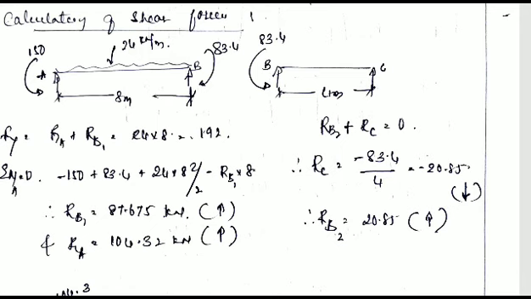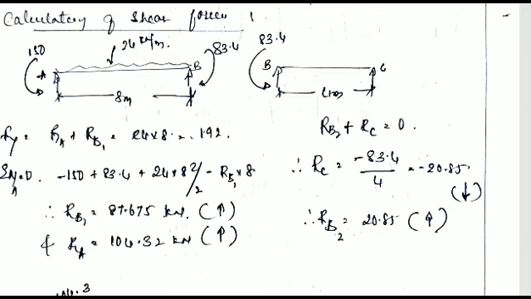We get minus 20.85. That minus sign indicates that the reaction at C joint is moving downward. And similarly, substituting this value in the above equation, that is RB minus 20.85 equals 0. Therefore, RB equals plus 20.85, which indicates it is moving in the upward direction.